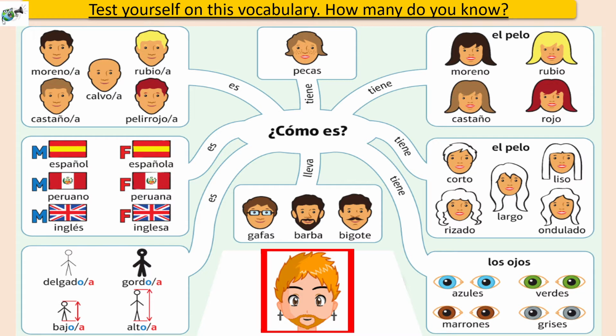Okay, so for this one, you might have had the answer, tiene el pelo rojo y corto, or you could say es pelirrojo, you could say he's ginger, pelirrojo. If you want the word for earrings, it's pendientes. And for his eyes, tiene los ojos marrones y tiene y lleva una barba. Lovely, next one.